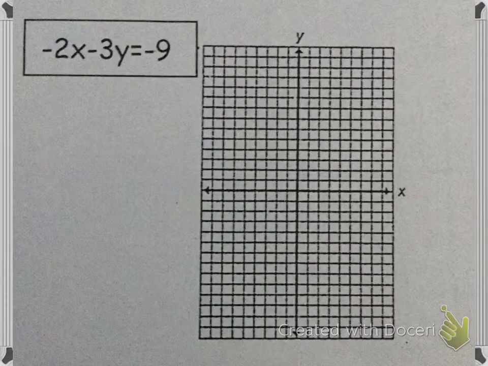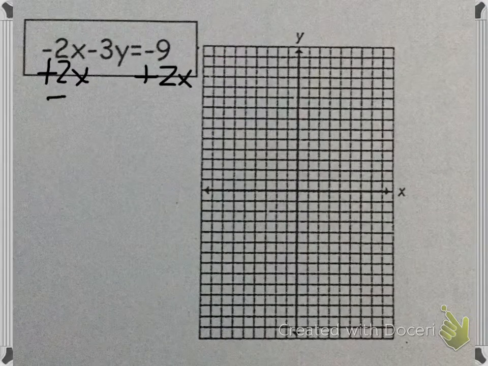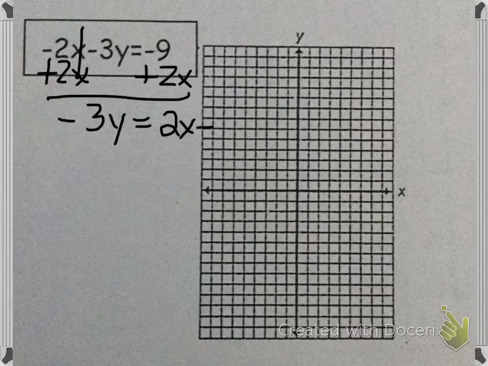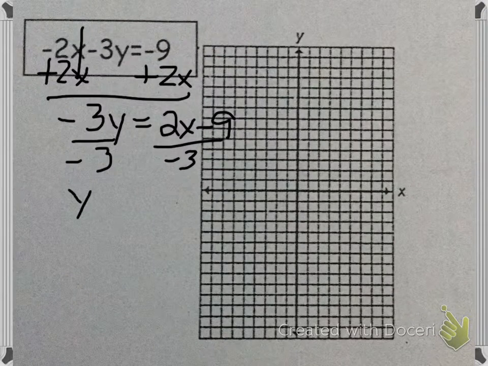So the first question on the page, we have to isolate y before we graph. The easiest way to do that is to add the 2x to the other side, or you could just move it and make it a positive. Now that we've gotten rid of that, we're left with negative 3y equals a positive 2x minus 9. And the only step left is to divide everything by negative 3 to finally isolate that y.